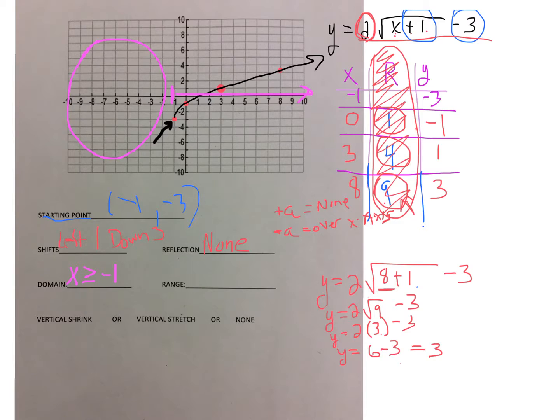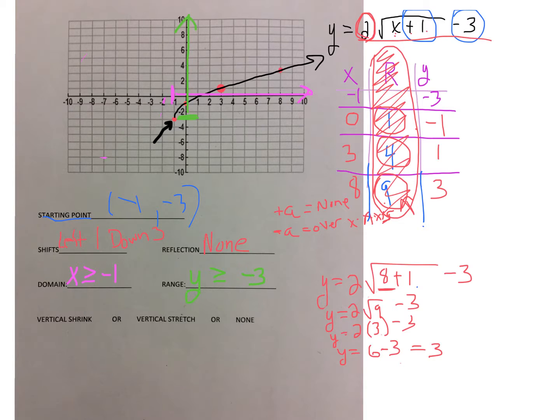Now, let's talk about our y's. Now notice my y values. Okay, let me clear this out so we can see what we're doing here. Now notice my y values from my starting point start here and they keep going upwards. So we're going to say our y values are going to be greater than or equal to negative 3.